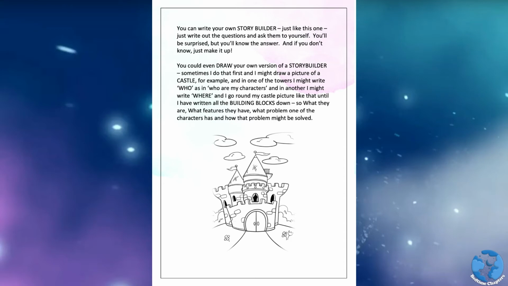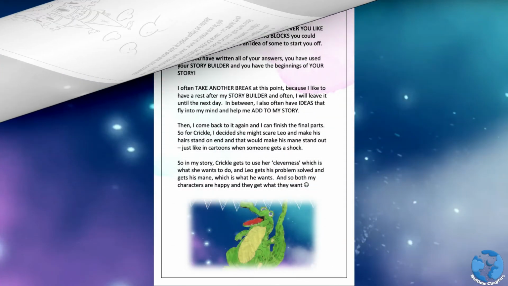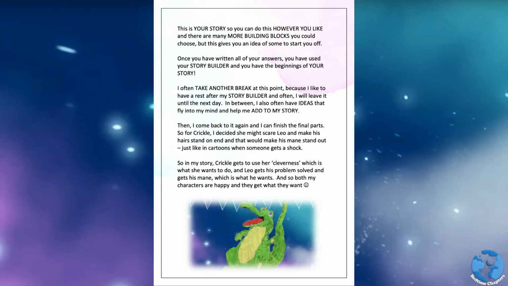And in one of the towers, I might write who, as in, who are my characters? And in another, I might write where. And I go around my castle picture like that until I've written all the building blocks down. So what they are, what features they have, what problems one of the characters has, and how that problem might be solved. This is your story, so you can do this however you like, and there are many more building blocks you could choose, but this gives you an idea of some to start you off.